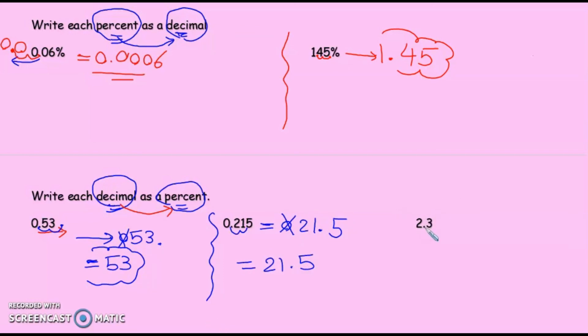How about the last one? Again, you have to shift the decimal point to the right to make a percentage. 1 and 2. Fill the gap with 0. So therefore the answer is 2, 3, 0, decimal point. You don't need the decimal point, okay? So therefore the answer is 230.